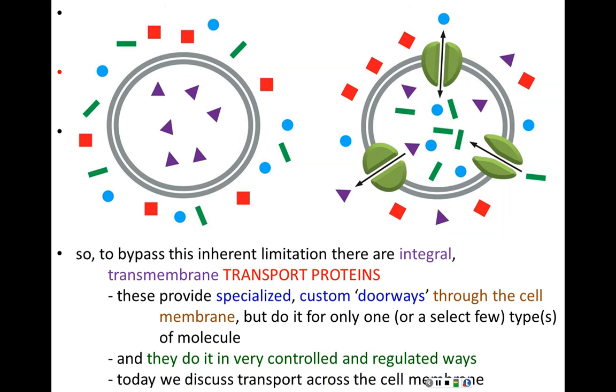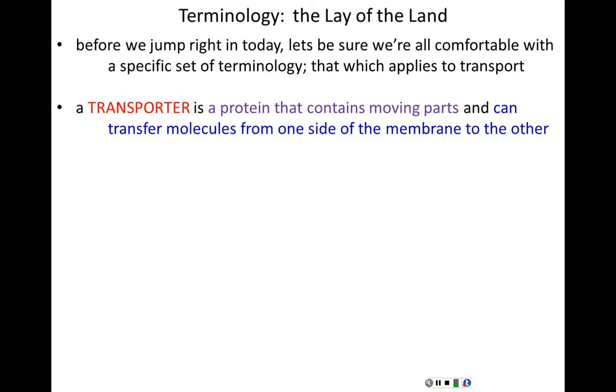So that's what we're going to talk about today: transport across the cell membrane, in general, and where appropriate, in specifics too. But before we go there, we're going to be throwing around a lot of terms today, terms that are specific to transport across membrane, so let's be clear what we mean by some of these terms before we move forward. First, we've already introduced it, but we have this idea of transporter proteins. A transporter is a protein that contains moving parts and can transfer molecules from one side of the membrane to the other.